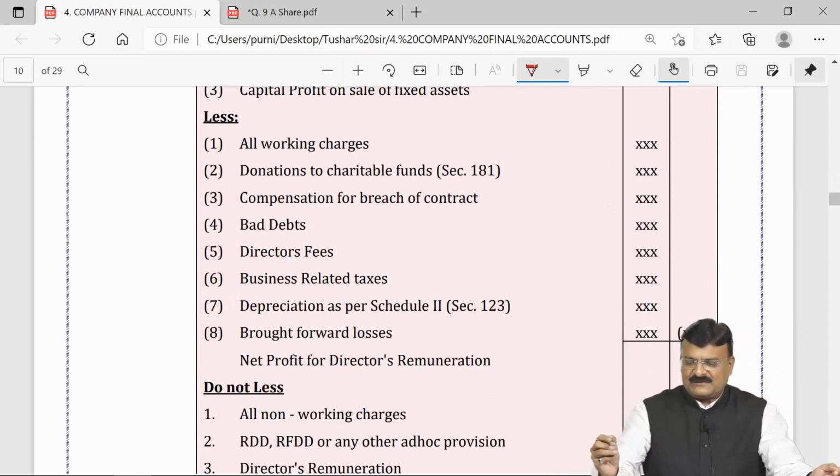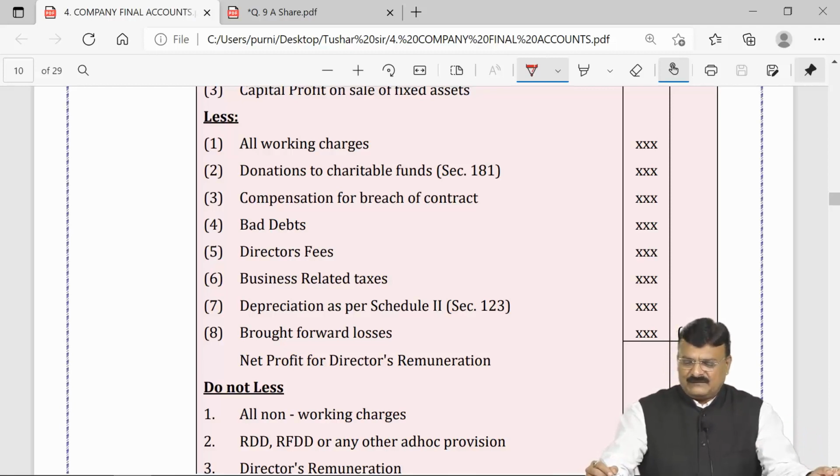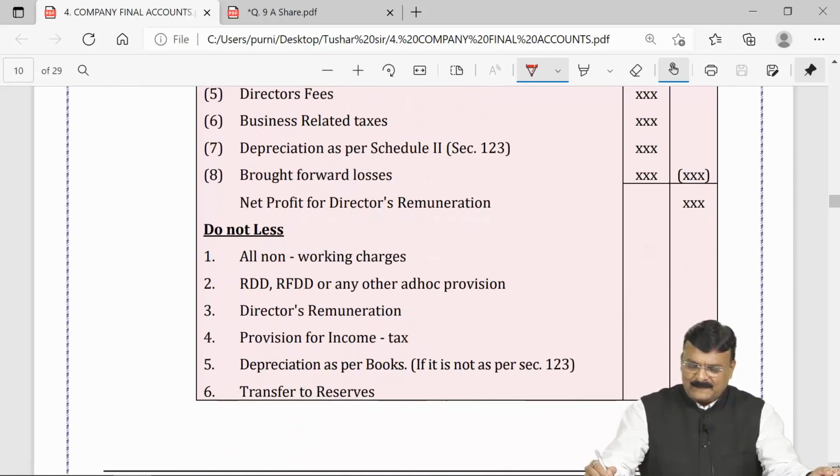What do you mean by working charges? All the operating expenses, admin expenses, selling and distribution expenses, etc. Donation to charitable funds under section 181, compensation for breach of contract, bad debts, director fees, business related taxes. The biggest example you can take is GST now. Depreciation, but depreciation as per Schedule 2, Section 123 of the Companies Act, and all accumulated losses, brought forward losses. So the final total is net profit for the purpose of managerial remuneration.